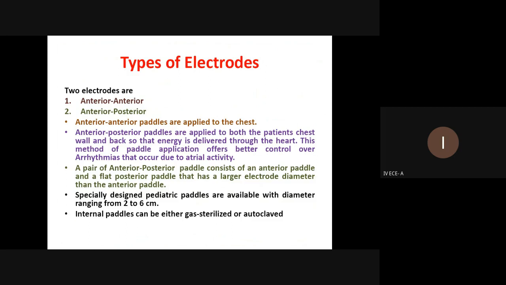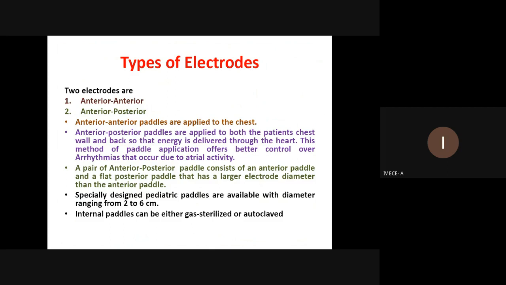So, what are the types of electrodes used in a defibrillator? Anterior and anterior-posterior. Anterior paddles are applied to the chest. Anterior-posterior paddles are applied to both the patient's chest wall and back so that the energy is delivered through the heart. This method of paddle application offers better control over arrhythmias that occur due to atrial activity.